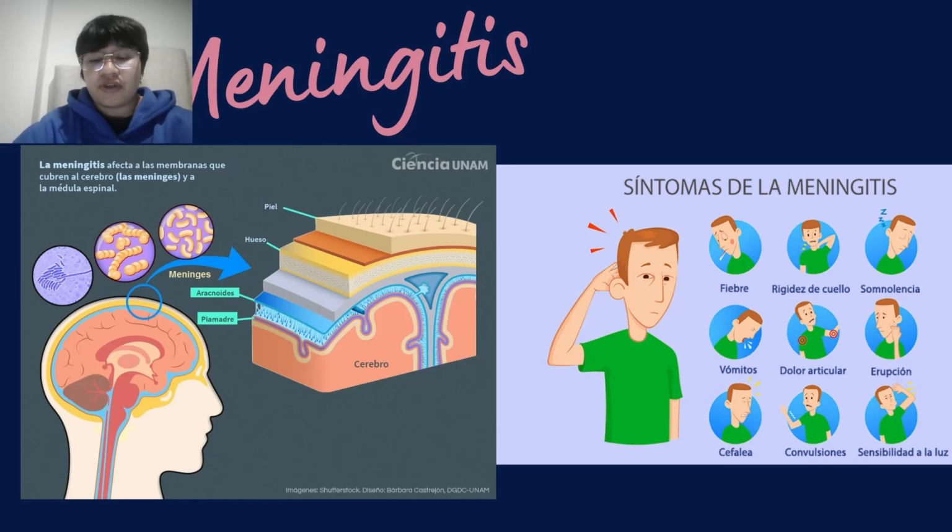Treatment depends on the cause. If it's bacterial, antibiotics must be given immediately. If viral, treatment is usually supportive, like rest and hydration. Early treatment is very important because if it is not treated on time, it can cause permanent damage or death. Prevention is also important. There are vaccines that protect against some types of bacterial meningitis.